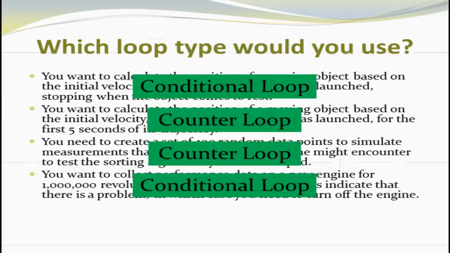But we would also need to have a second condition where it stops the code from running or the experiment from running if the measurement indicates that there's a problem. So we would need 2 conditions. In that case, you would need to use a conditional loop.